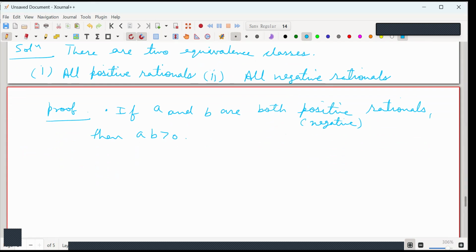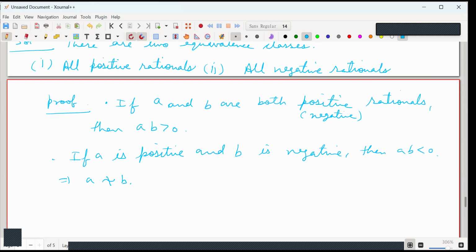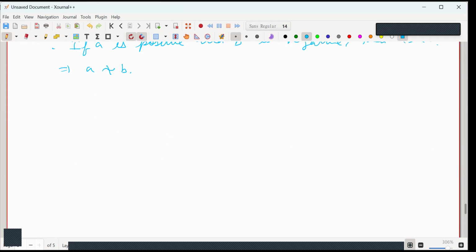We also need to show that if A is positive and B is negative, then they cannot be related, right? Why is it so? Because their product is less than 0. This implies A is not related to B. Clear, Prerna? Yes, sir. Good. So we are done with the practice assignment problems.